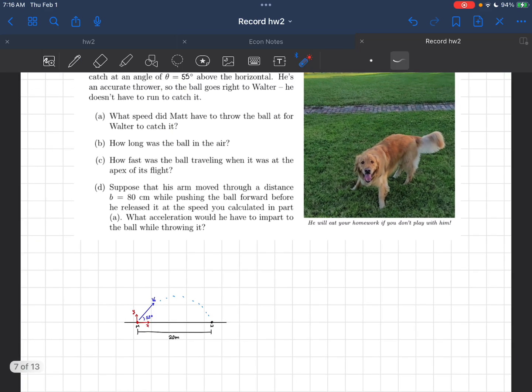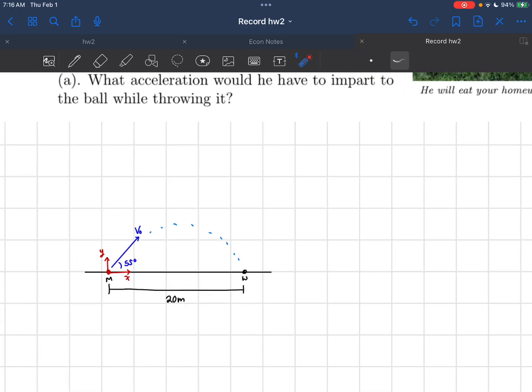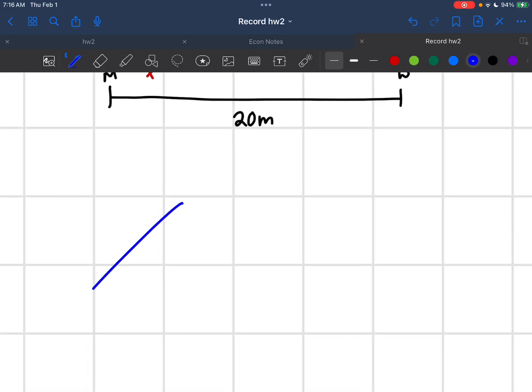So I've drawn my picture, I've visualized my problem, I've set my coordinates. The next step, before I even look at what is being solved for, I want to make sure I have this vector broken up into components. So I redraw my vector so it's a little easier to see. There's my v naught. I draw my v naught x, I draw my v naught y, and my 55 degrees.